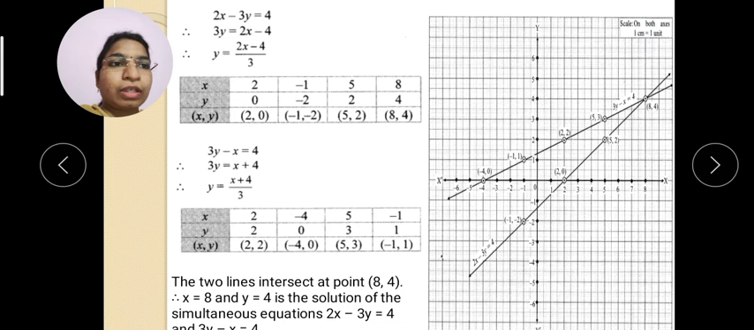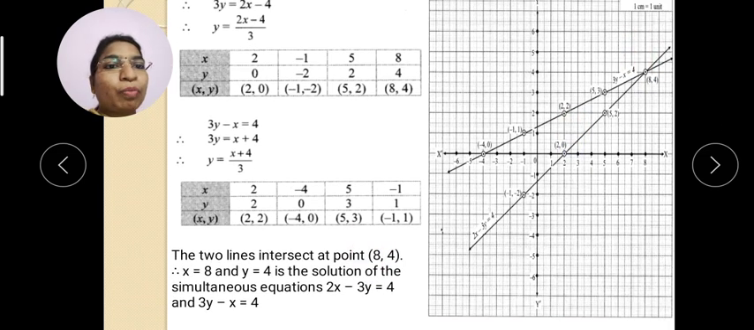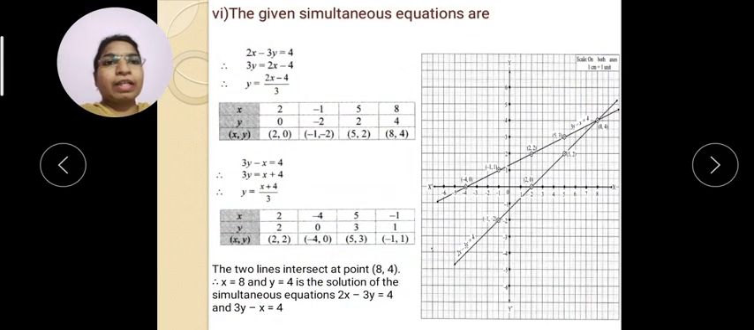Scale you have to mention. Find out for both equations the 4 pairs, coordinates of 4 points, plot on the graph, draw the line. After drawing the line, what is the intersection point? The coordinate of the intersection point is the solution of the given simultaneous equation. So here 8 comma 4, that is x is 8 and y is 4. So this is the solution of the given simultaneous equation.